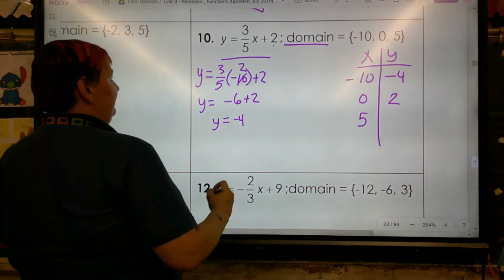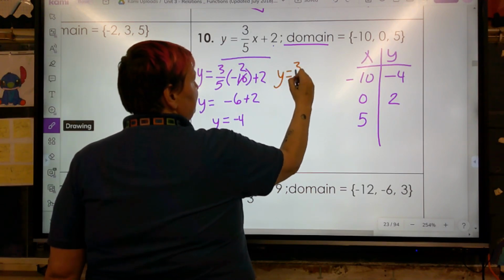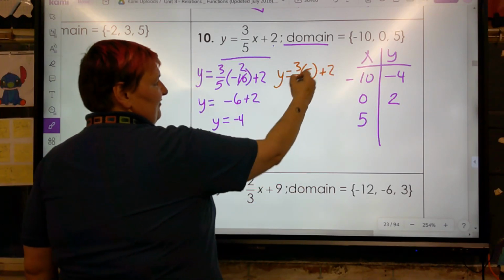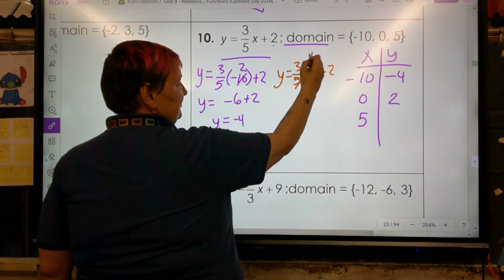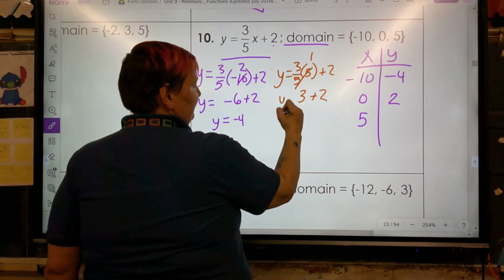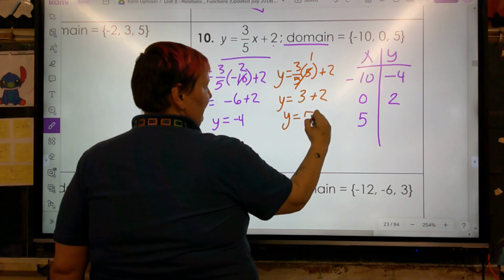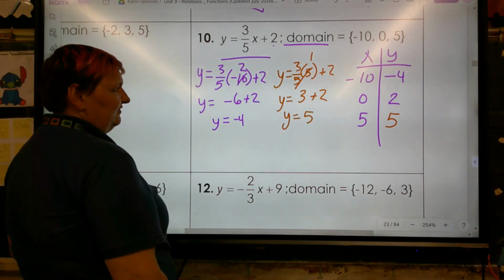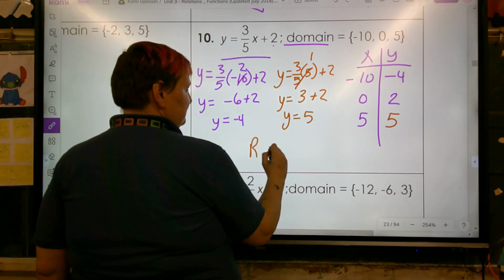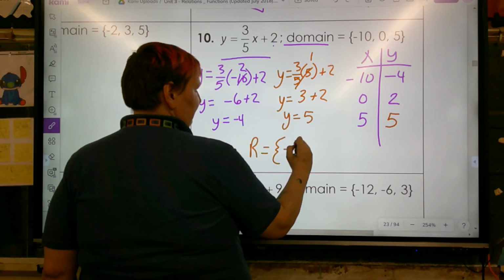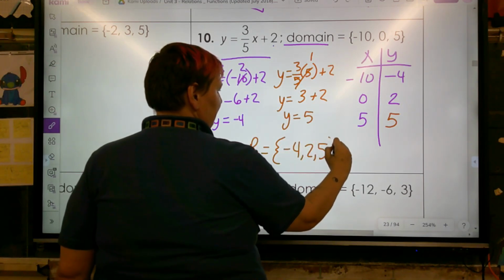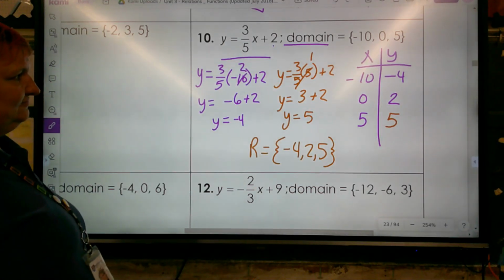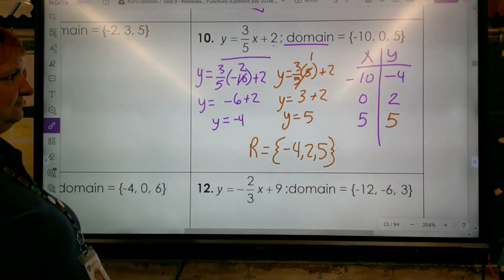And then the other one, y equals 3/5 times 5 plus 2. 5 over 5 is 1. 3 times 1 is 3. So y equals 3 plus 2, which is 5. And again, you can put them in this little doohickey if you feel the need. -4, 2, 5. So when this is the domain, this is the range. Simple enough?